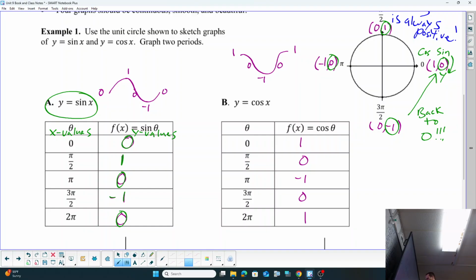So cosine, on the other hand, goes 1, 0, -1, 0, 1. Let's see it. Cosine goes 1, 0, -1, 0, and then back to 1 again. So again, these are the x values. These are the y values. X values and y values.